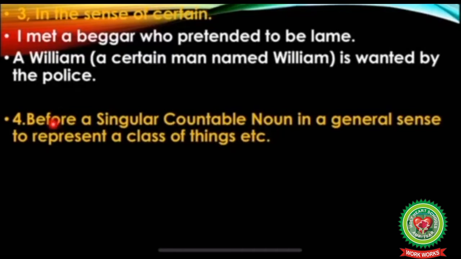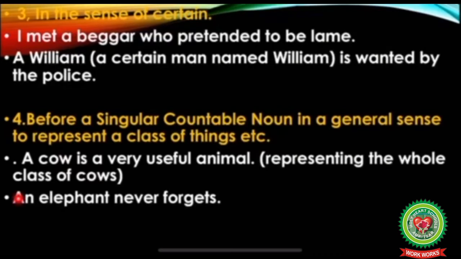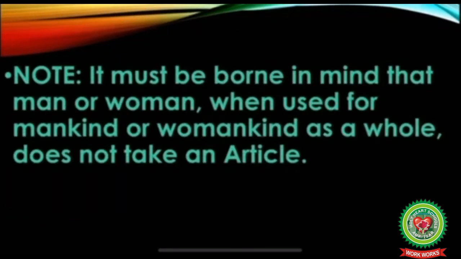Next is before a singular countable noun in a general sense to represent a class of things. See here, a cow is a very useful animal. So a cow here represents the whole class of cow. So that's why we have used article a that would represent the whole class of cow here. Similarly, an elephant never forgets. So we are talking about the whole class of elephant. So we have used article an before it. An elephant never forgets.